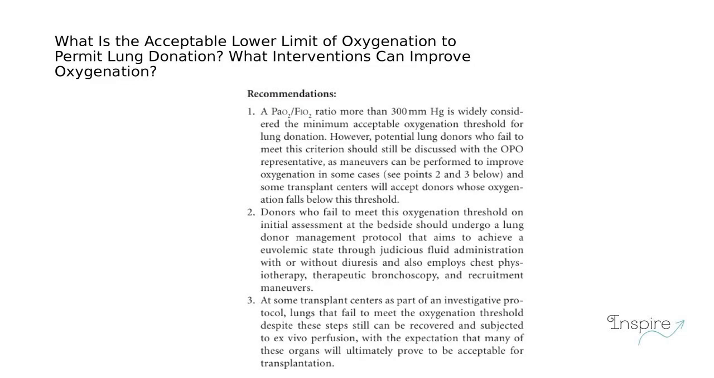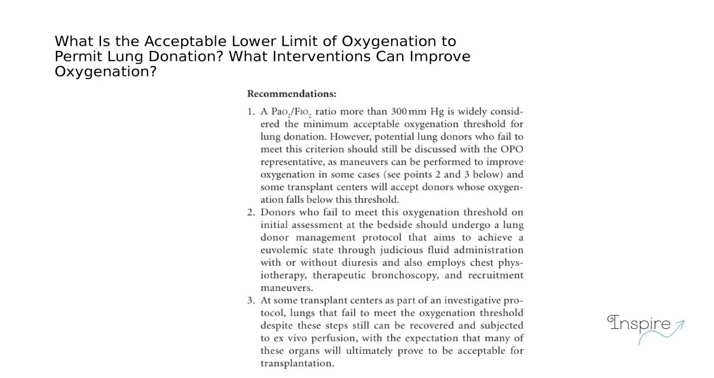You can go ahead. So they had questions. Basically, I think there are three major questions that they attempted to answer here. The first question was, what is the acceptable lower limit of oxygenation to permit lung donation, and what interventions can improve it? So a PF ratio of more than 300 is something that's widely accepted, and I think that our procurement agency has that in their guidelines.